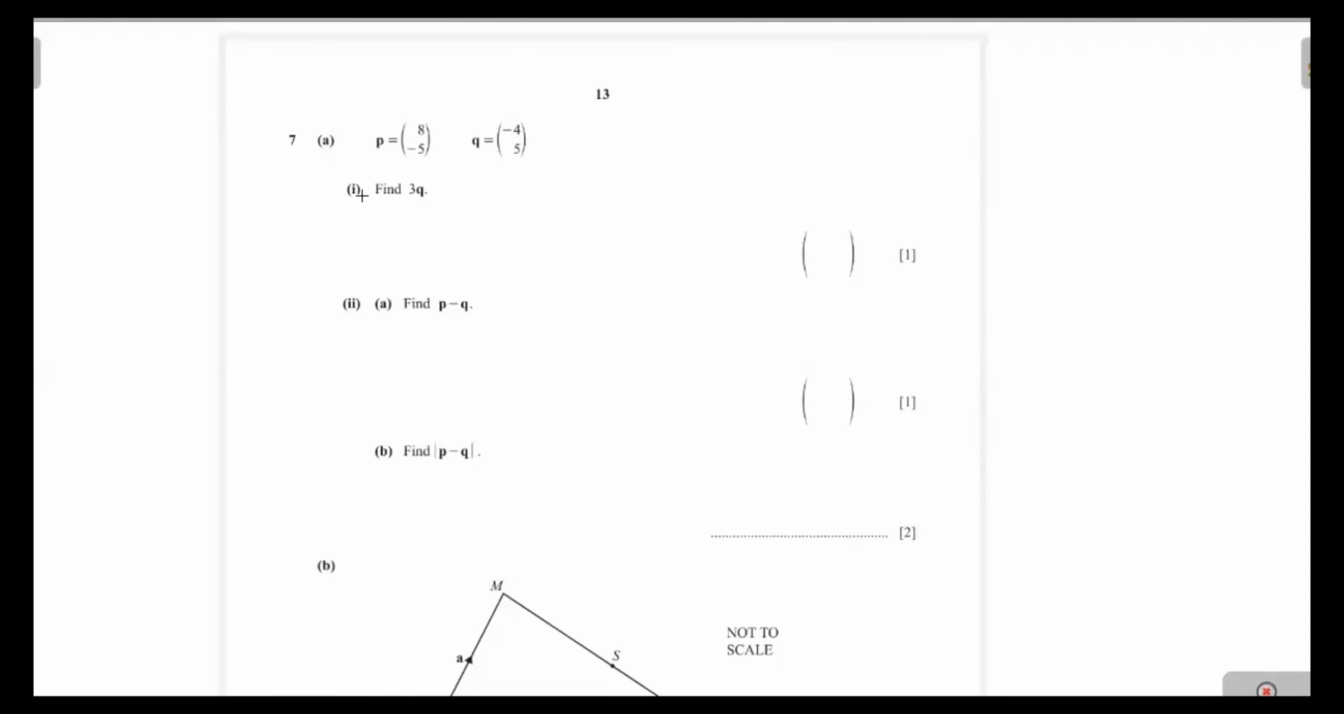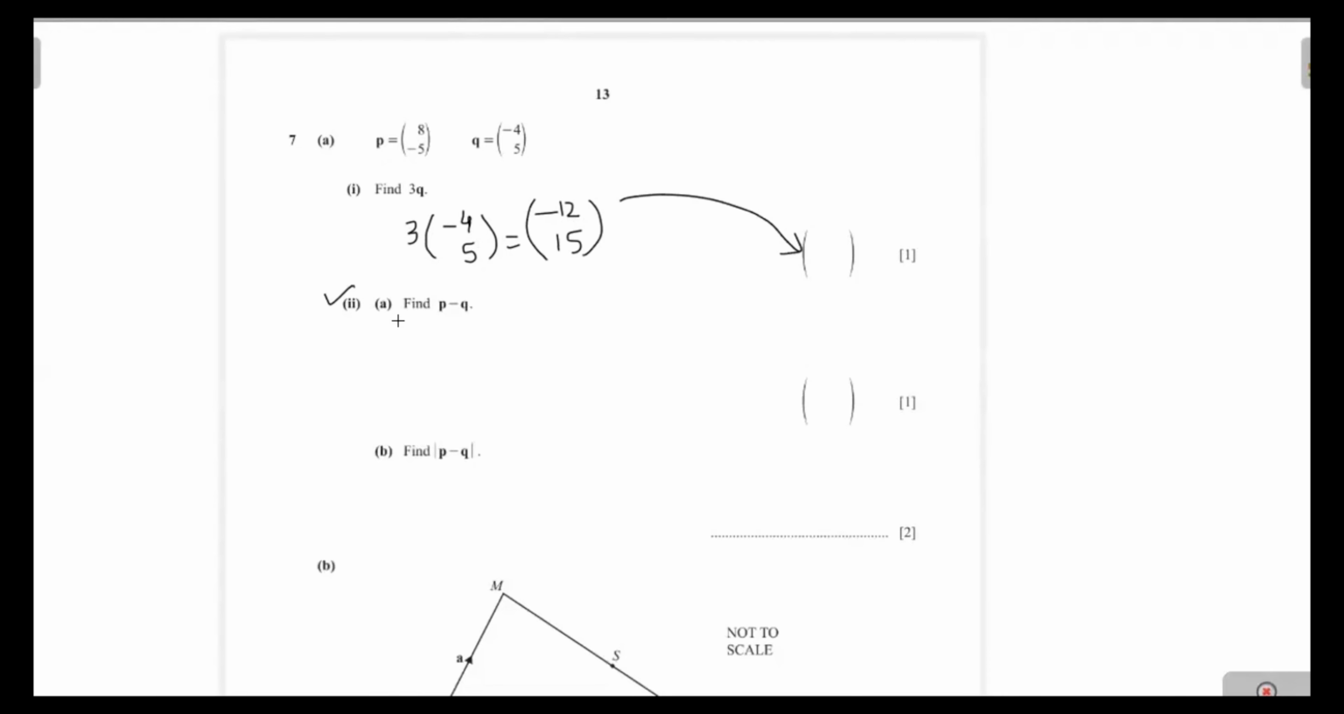Question 7 part A, P equal to column vector 8, minus 5, Q equal to minus 4, 5, find 3Q. We can write this as 3 into column vector Q, minus 4 and 5, and this will be equal to minus 12 and 3 times 5 is 15, and this is the answer.